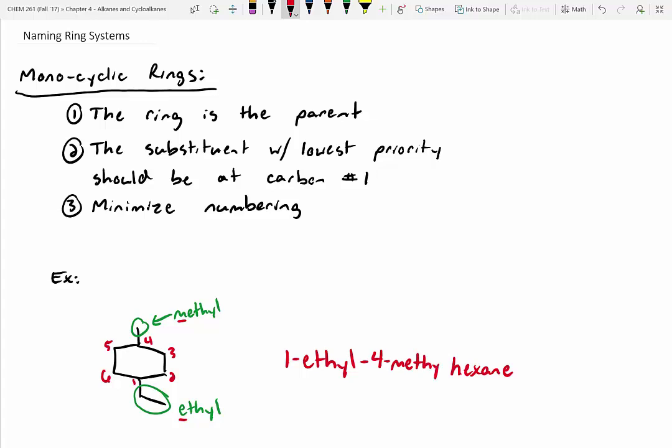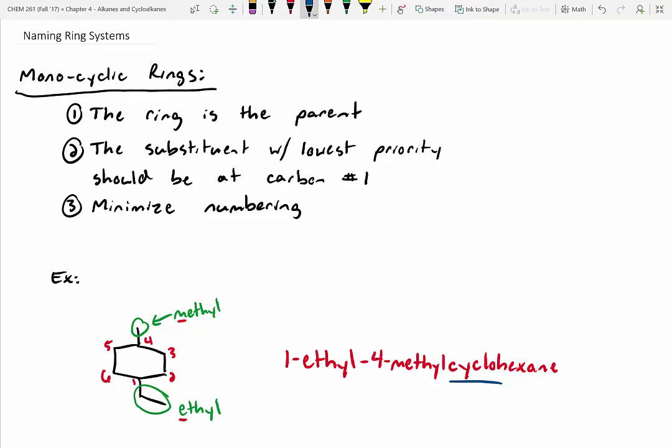And then last but not least, we need to identify it as a ring system, so we want to call this methyl cyclohexane. It's really important that you identify it as a ring system by putting in that cyclo prefix before the hexane. Alright, so those are pretty straightforward.